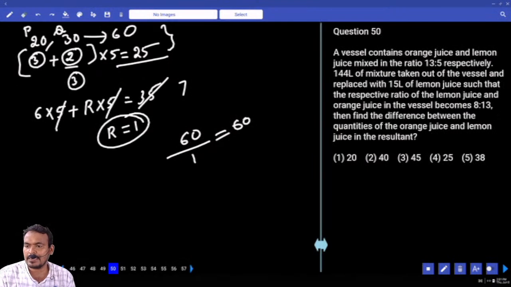A vessel contains orange juice and lemon juice mixed in the ratio 13:5. 144 liters of the mixture is taken out of the vessel and replaced with 15 liters of lemon juice, such that the ratio of lemon juice and orange juice in the vessel becomes 8:13. Find the difference between the quantities of orange juice and lemon juice in the resultant solution.